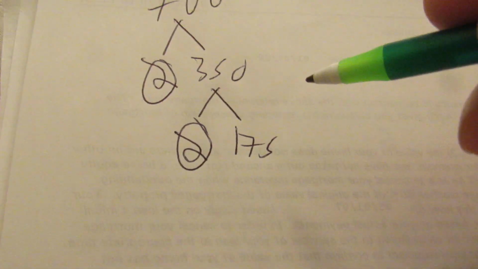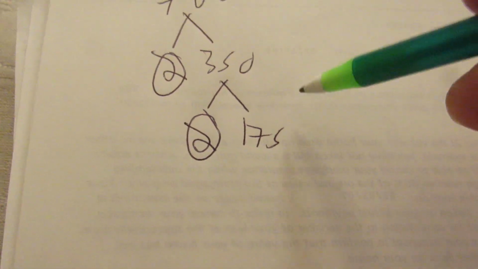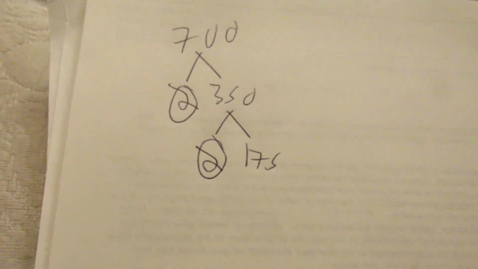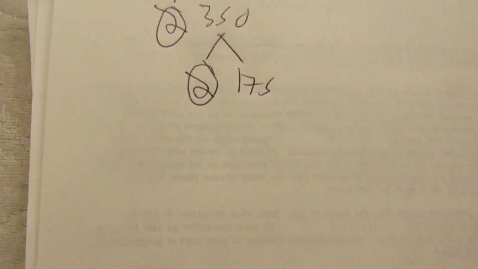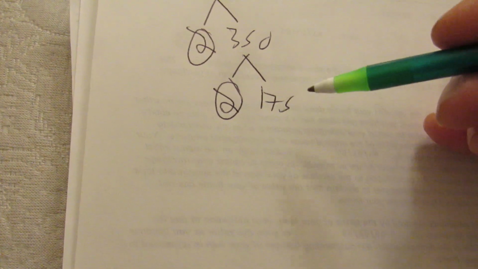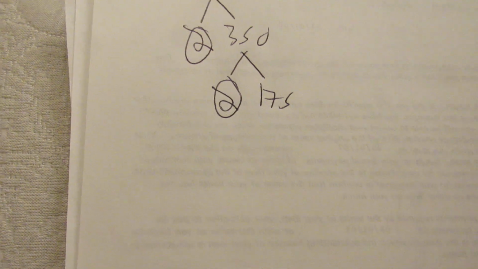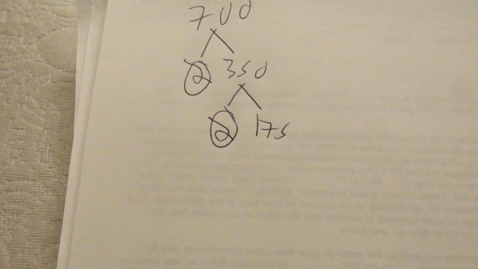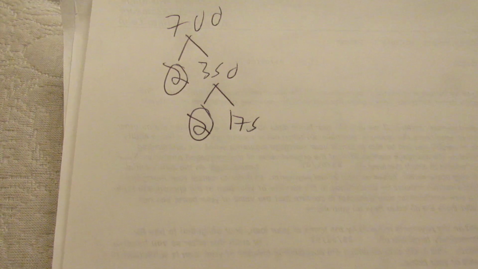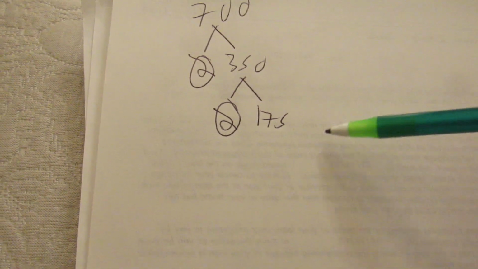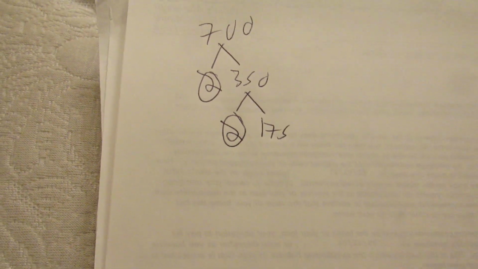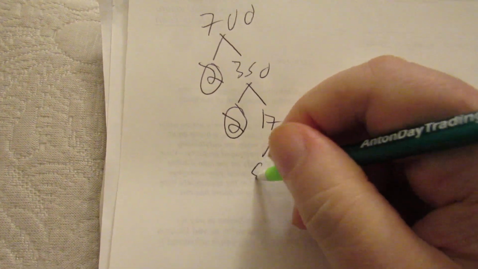Will 3 go into 175? Well, the way to tell if 3 will go into a number is to add all the digits and see if 3 will go into that. So 1 plus 7 is 8, plus 5 is 13, so we can't do a 3. The next prime number is 5. This ends in either a 5 or a 0, so we know that 5 will work.